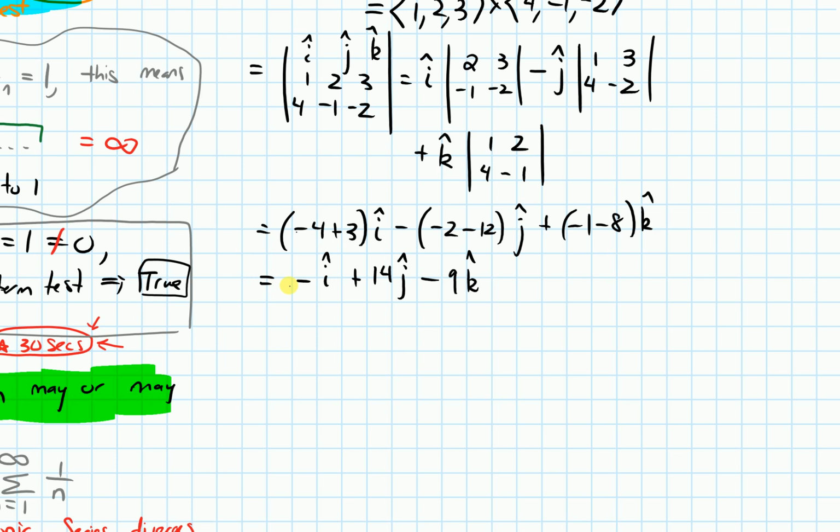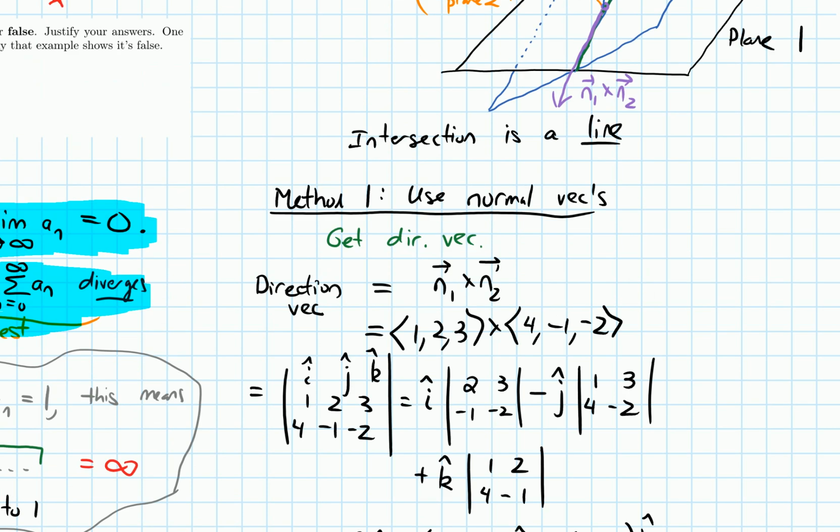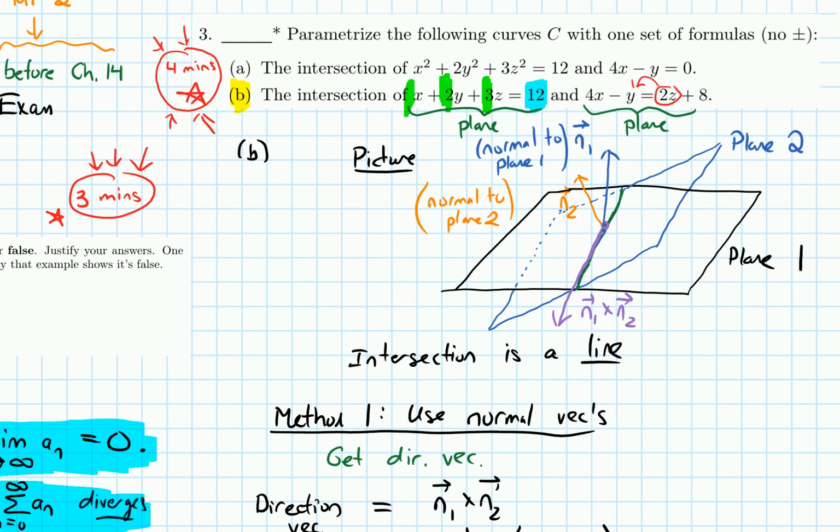Okay, so this is a direction vector. It's a vector in the direction of that line. Now what I still need to get is a point on that line. It could be any point. Okay, so how can I get a point on this line? It's a point on this intersection line. So we're trying to find the intersection of these two planes.